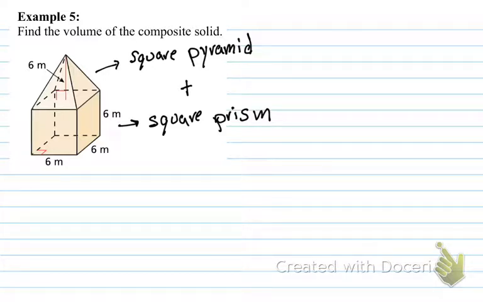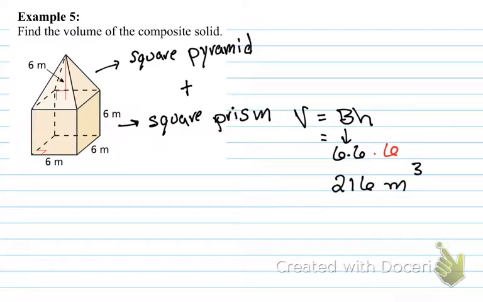So let's find the volume of the square prism first. My square prism, the volume would just be big B times the height. So now I need to find the area of the base, my big base there. It's a square base, so it's just length times width. So my big B here would be 6 times 6. And then I need to multiply that times the height of the prism. The height of that prism is 6. So if I take 6 times 6 times 6, I get 216. And that would be cubic meters. So that's the volume of the prism.